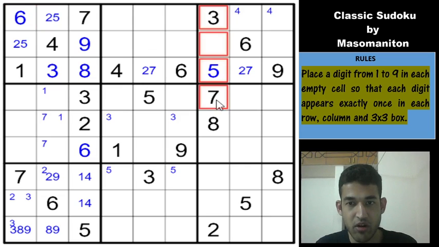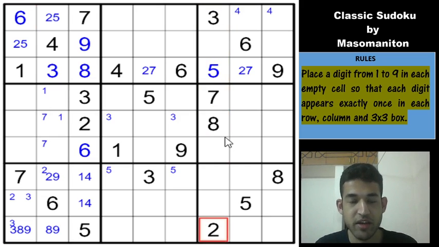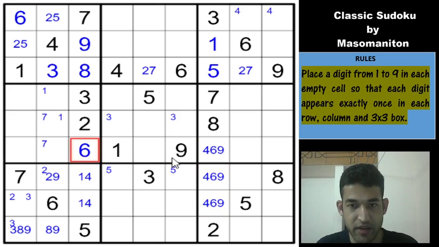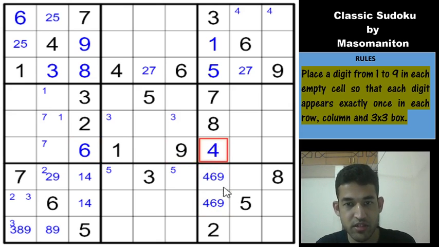Okay, let me look at column 7 now. It has 5 digits and 2, 3, 5, 7 and 8 are the digits there. So remaining must be 1, 4, 6 and 9. So if you look at row 2 column 7, it cannot be 4, 6 and 9. So this is 1 and these 3 cells must be 4, 6, 9. Okay, I can't have 6, 9 here. So this is a 4 and this is not a 6. So this is 4 and 9 and this is... Okay, so 4 is here.